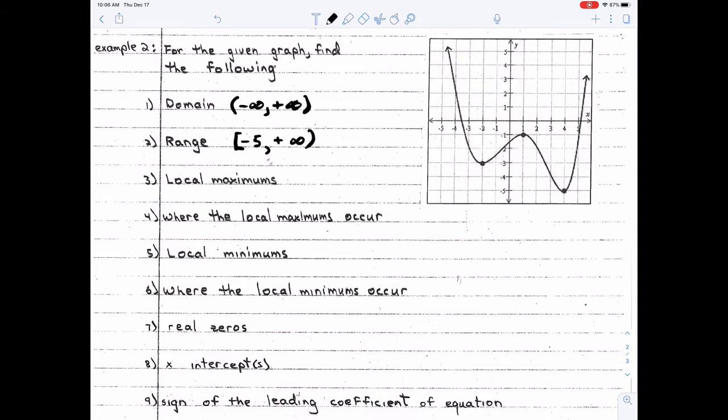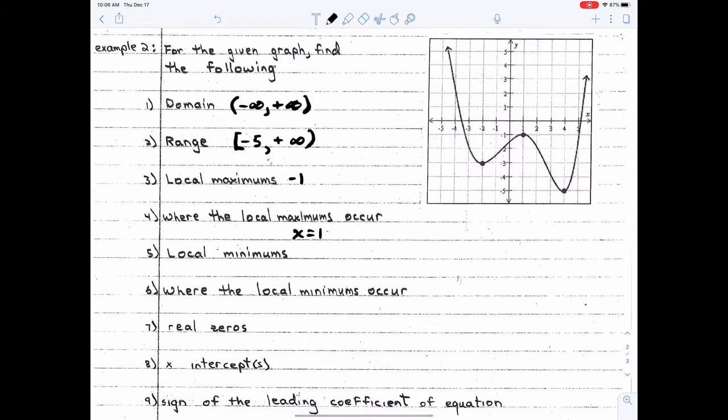Local maximums. In this case, there's only one, and it's right here, and that's at -1. What's the corresponding x value for that? +1.